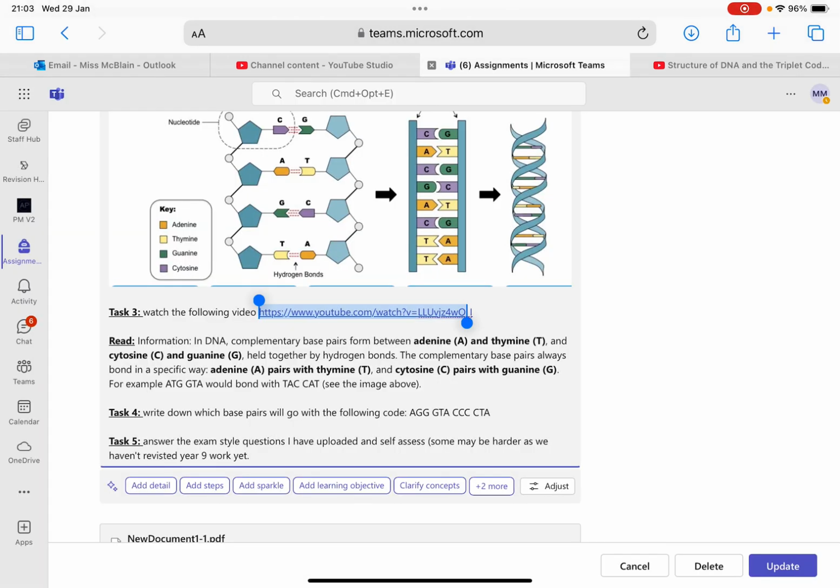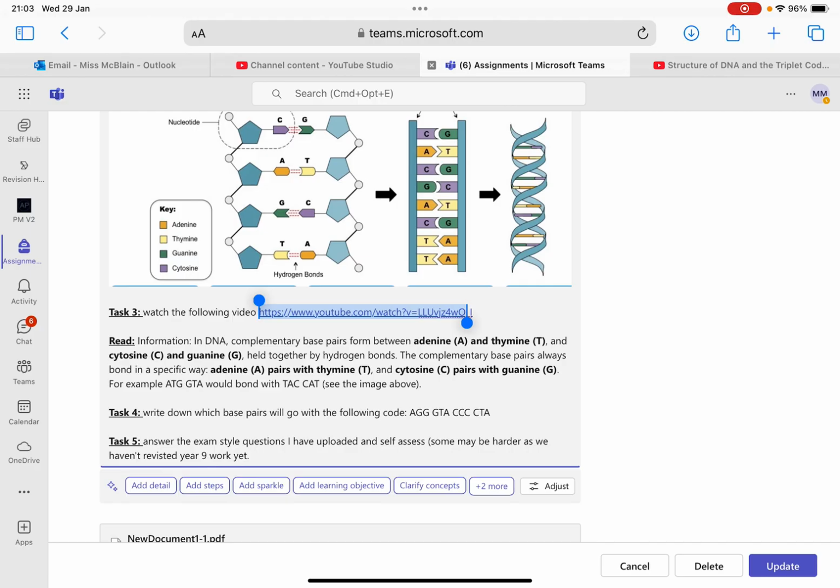So, in DNA, the complementary bases form, so A, T, G, and C. They're held together with hydrogen bonds. The complementary base pairs always bond together, so A and T. So, apples grow on trees and cars go in garages, so C and G. Or AT and Gemma Collins is how I remembered it.